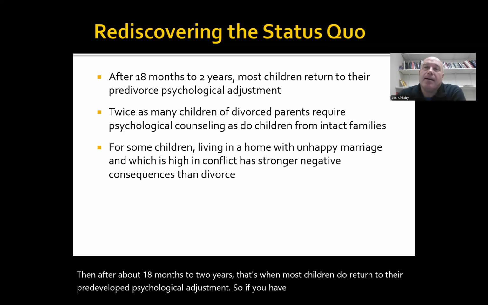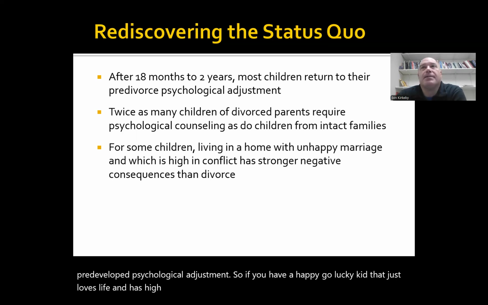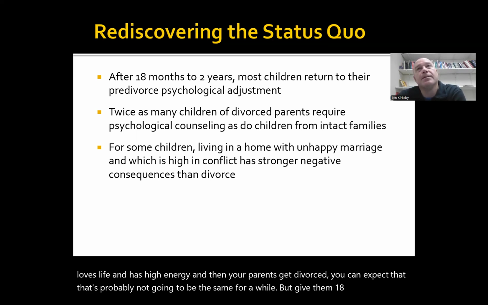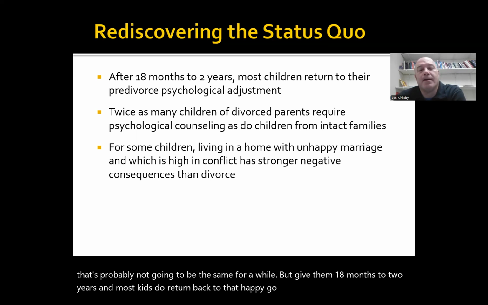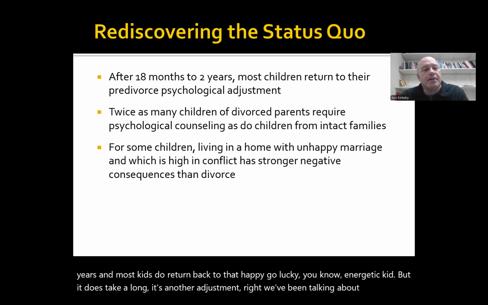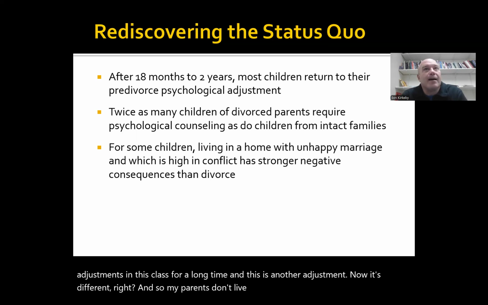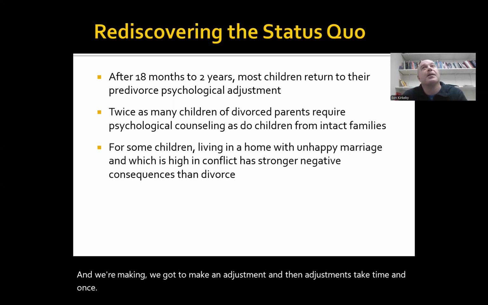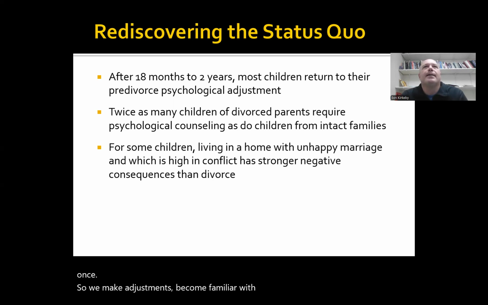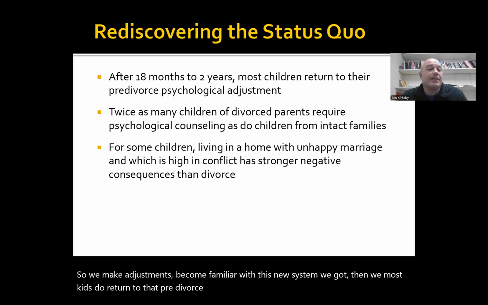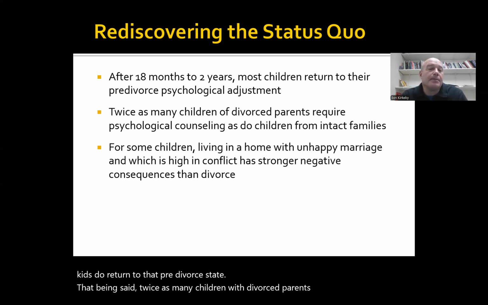So if you have a happy-go-lucky kid that just loves life and has high energy, and then your parents get divorced, you can expect that that's probably not going to be the same for a while. But give them 18 months to 2 years, and most kids do return to that happy-go-lucky, energetic kid. It's another adjustment, right? We've been talking about adjustments in this class for a long time, and this is another one. So my parents don't live together. We don't like that, obviously, and we have to make an adjustment, and adjustments take time. Once we become familiar with this new system, most kids do return to that pre-divorce state.